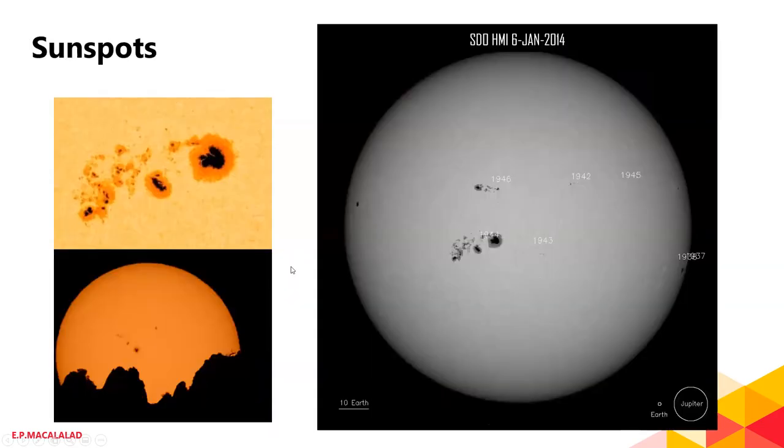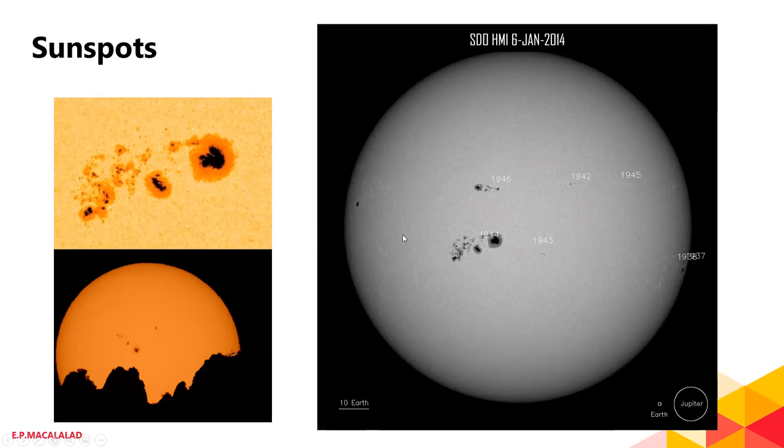Now, let's look at the sunspots. Okay, this one is the picture of the sun, the solar disk, on January 6, 2014. This was obtained by SDO, the Solar Dynamics Observatory. HMI is the sensor. I'm not exactly sure what HMI stands for, but it is one of the payloads of the Solar Dynamics Observatory. And this is on January 6. So this is what the sun looks like.